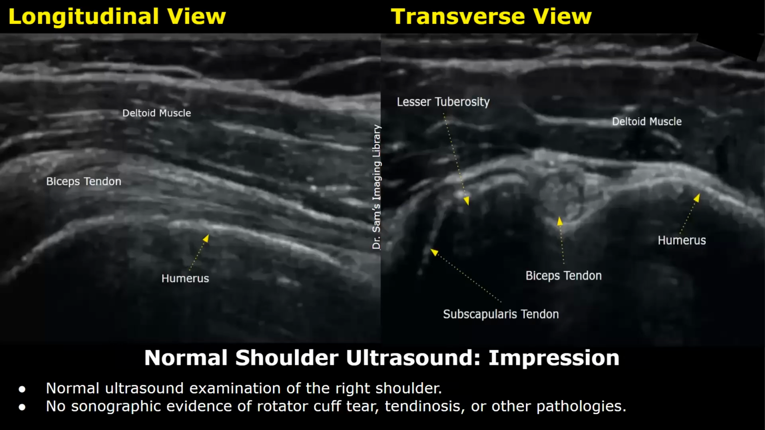This is the impression of a normal shoulder ultrasound report. Normal ultrasound examination of the right shoulder, no sonographic evidence of rotator cuff tear, tendinosis, or other pathologies.